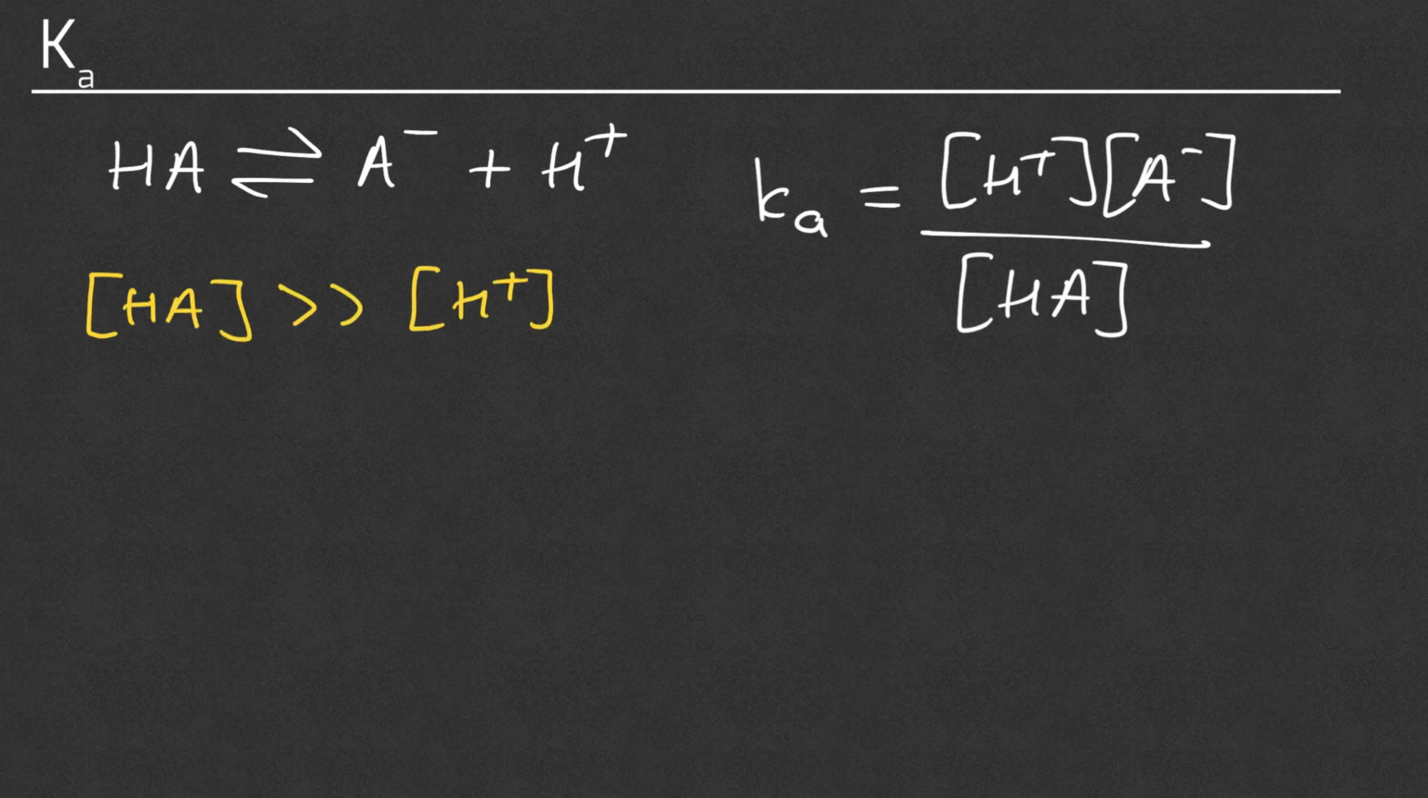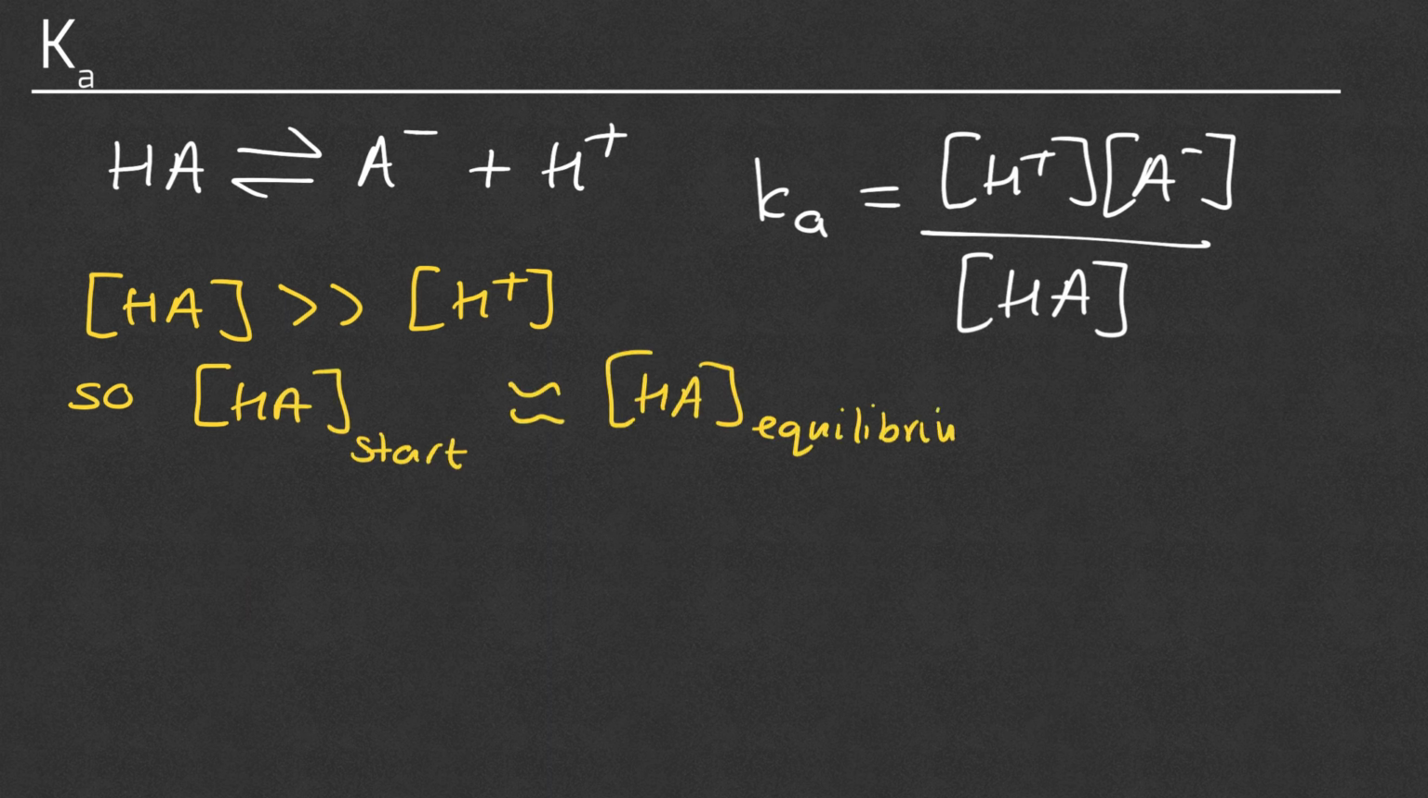Now, weak acids only dissociate a tiny amount, so the concentration of the undissociated acid, HA, is going to be a lot higher than the concentration of the hydrogen ions. This means we can say that the concentration of the undissociated acid at the start is going to be equivalent to that of the undissociated acid at equilibrium. It's an assumption we're making because obviously the concentration will change, but it's only changing by such a small amount. We assume that the concentration of the acid at the start is equal to the concentration of the acid at equilibrium.